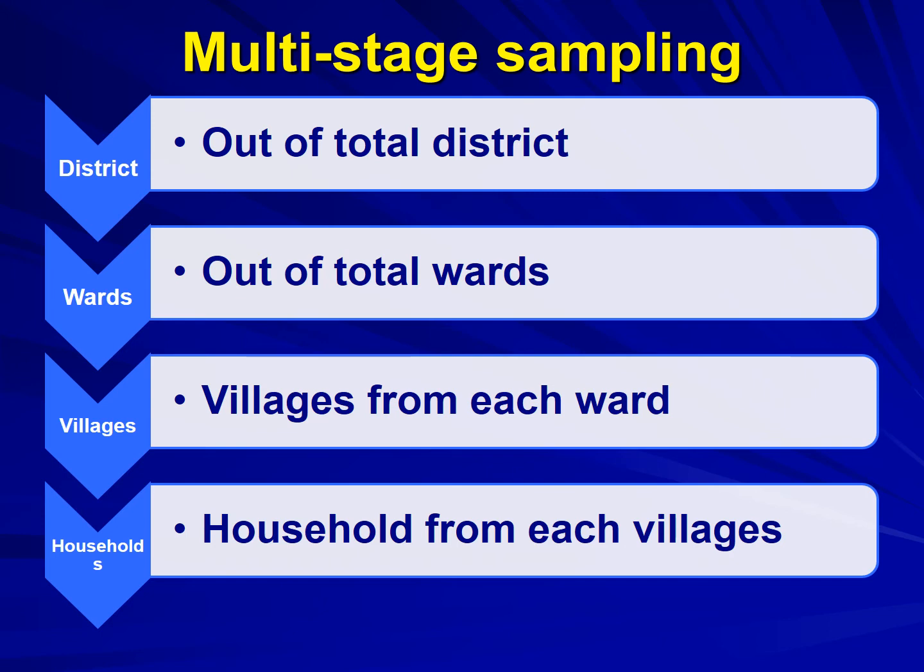Suppose we have selected 30 districts from the whole country. Out of those 30 districts, we have selected 25 wards from each district. From those 25 wards, we have selected 20 villages from each ward, and from the 20 villages we have selected 15 households from each village. So this is how multi-stage sampling is conducted. Let's understand it in more detail.